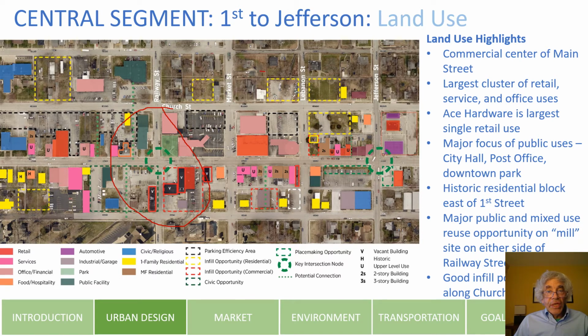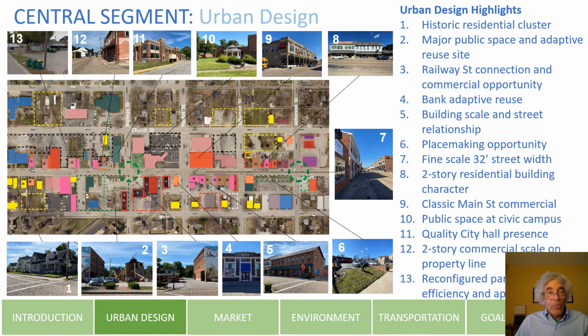You'll also see a number of areas that are outlined in yellow here that I'm drawing a circle around, and those are opportunities for residential infill, sites that might be opportunities for new development that can get more and more people living along the corridor.